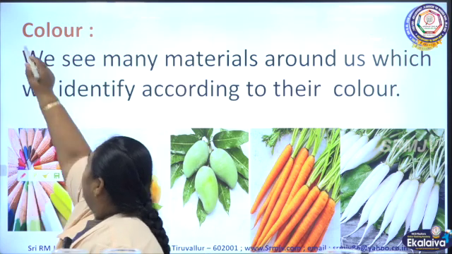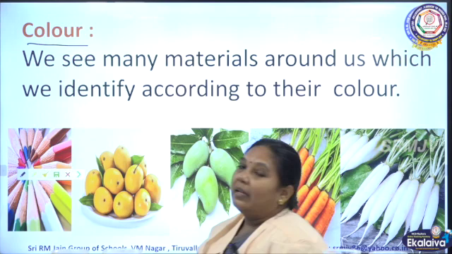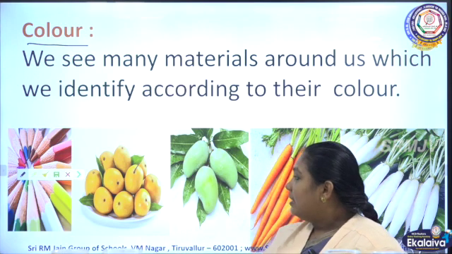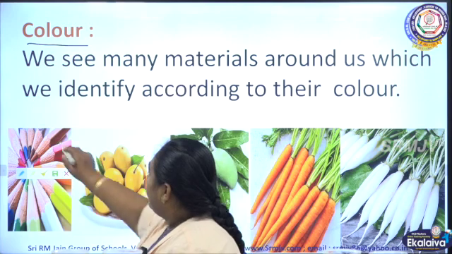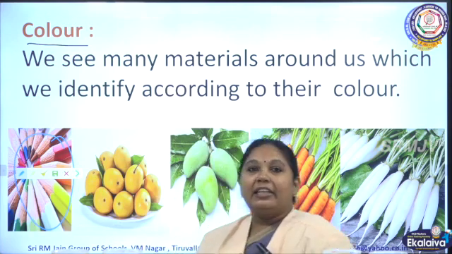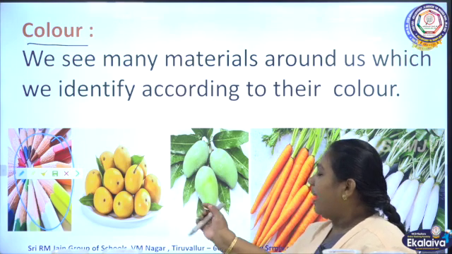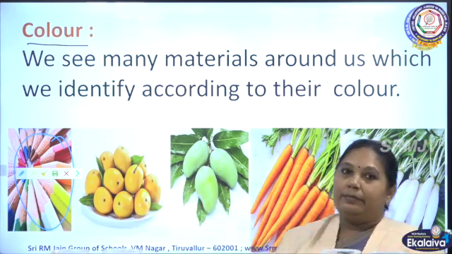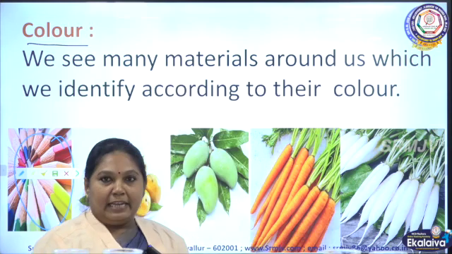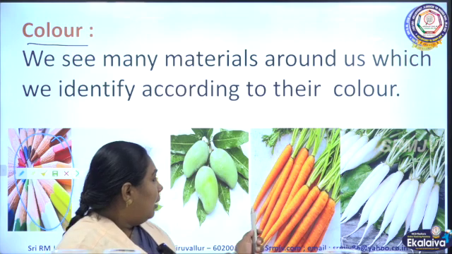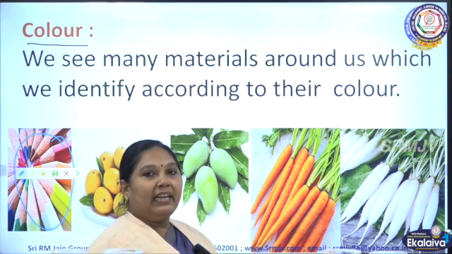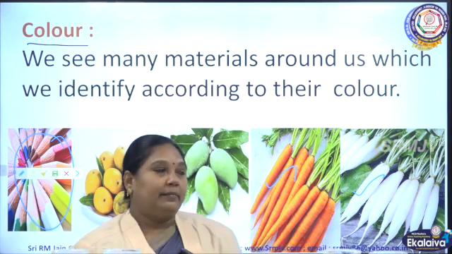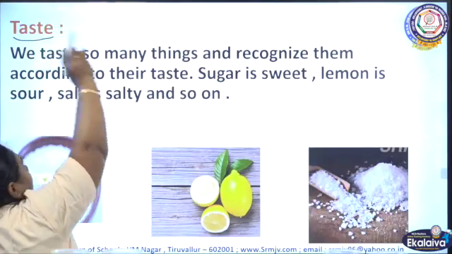Next, colors. We see many materials around us and we can identify them according to their colors. See, color pencils. By seeing the color, we can distinguish different colors. These are mangoes. By seeing the color, we can identify whether it is a ripe mango or a raw mango. These two vegetables are of the same shape but of different colors. By seeing the color, we can identify that this orange one is a carrot and white is a radish.